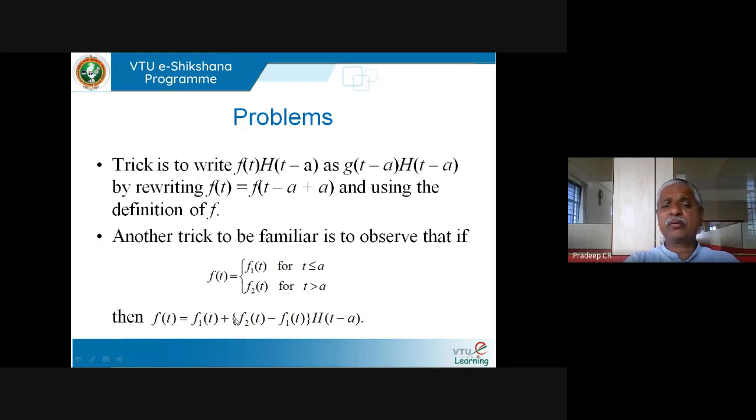F(t) is f1(t) plus (f2 minus f1) times H(t minus a). Means if t is less than or equal to a, this is 0, so this whole thing is 0, so f1(t). So that's what I want here. T is less than or equal to a, f(t) is same as f1(t). If t is greater than a, this is 1, so f2 minus f1 plus f1, the f1 gets cancelled, so I am left with f2. So these two are same expressions. There's no mathematics in it, just a change of notation, that's all. But that has very deep implications. You will see. Maybe I should give an example and see.